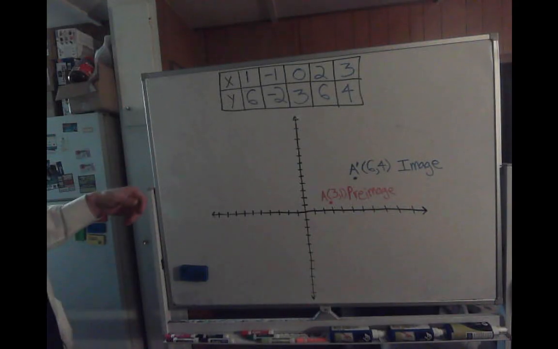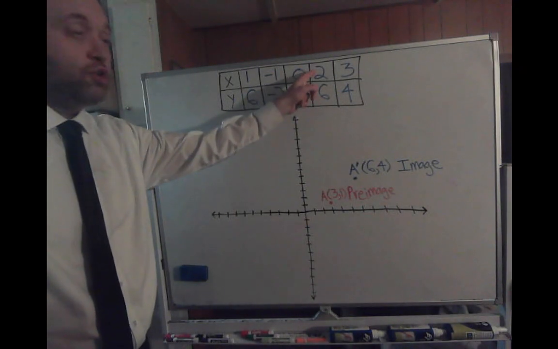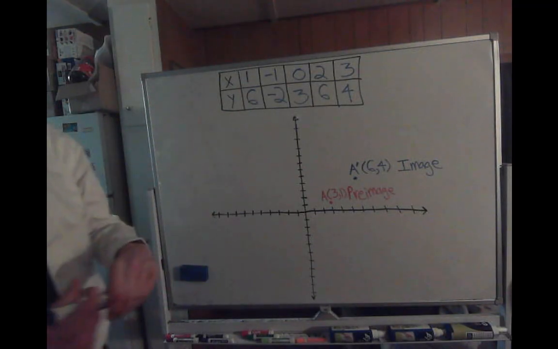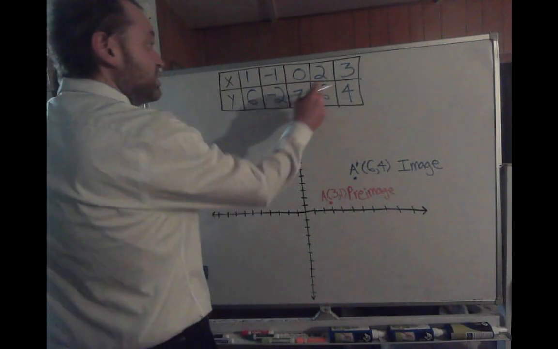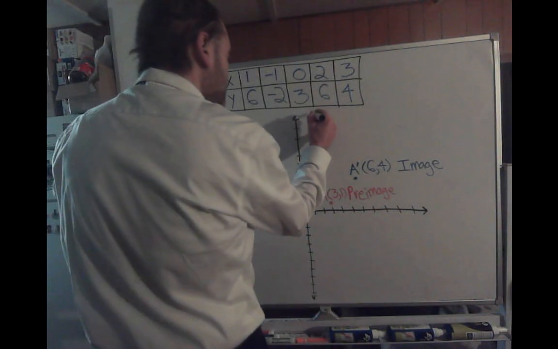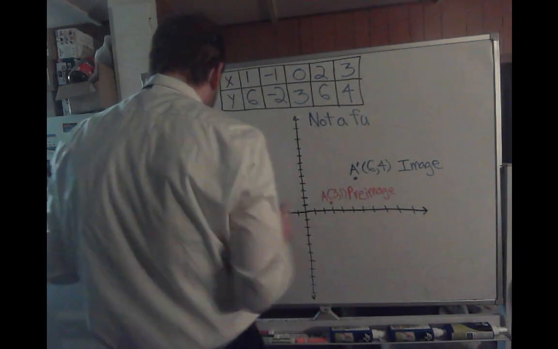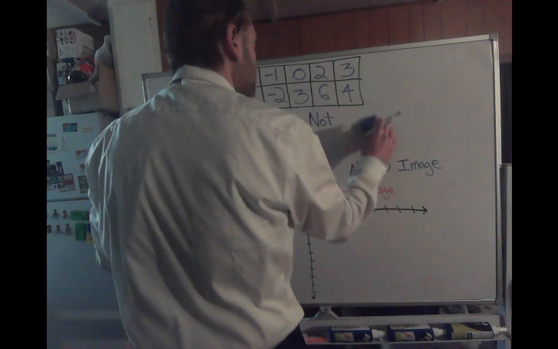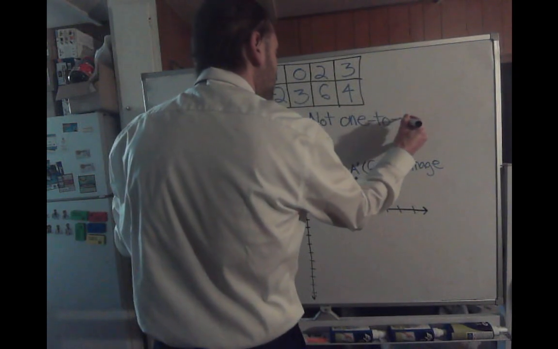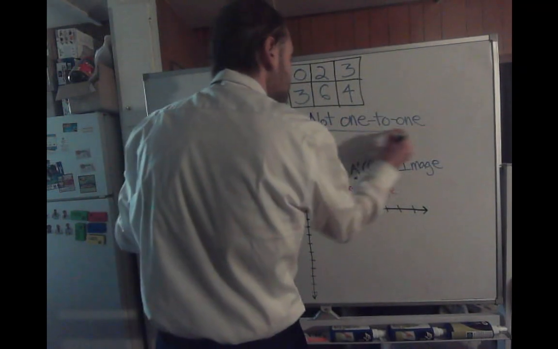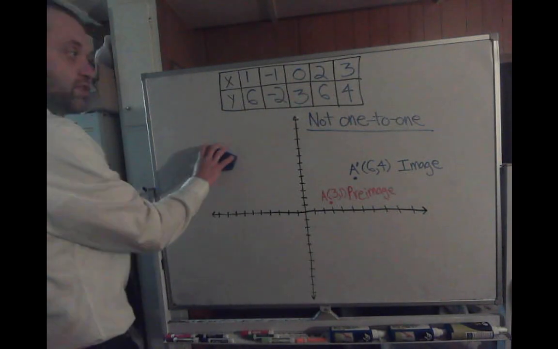Well, if we look at the range, we see 6 occurs twice. You can pair 6 with 2 in the domain, or you can pair 6 with 1 in the domain. So if you compare a member of the range with 2 members or more of the domain, then this is not a one-to-one function. It is a function, it's not one-to-one though. So this function is not one-to-one because you have a member of the range paired with 2 members of the domain.